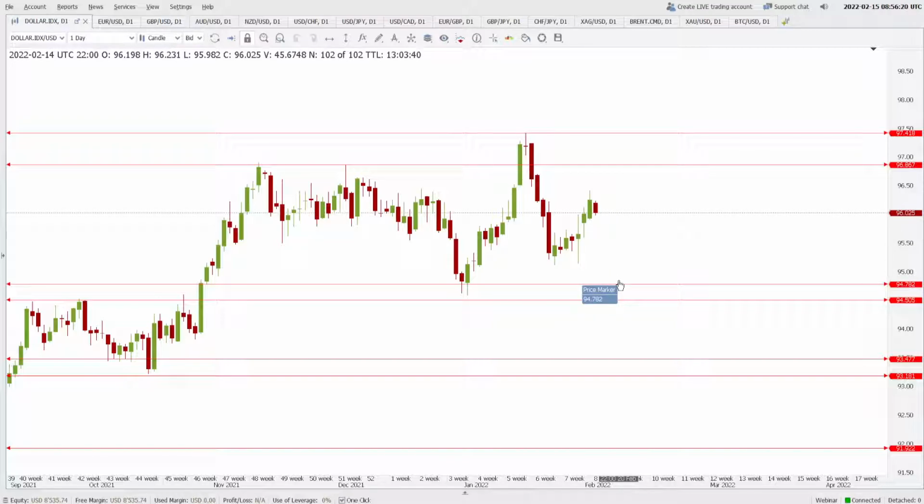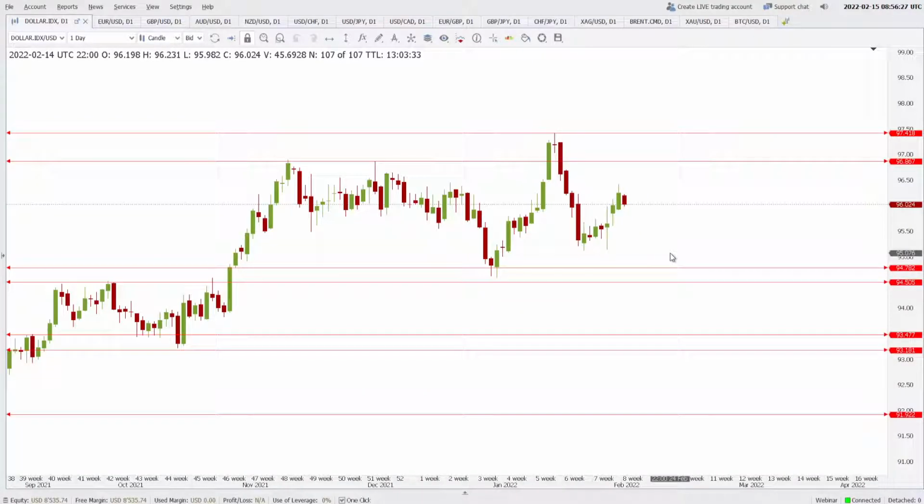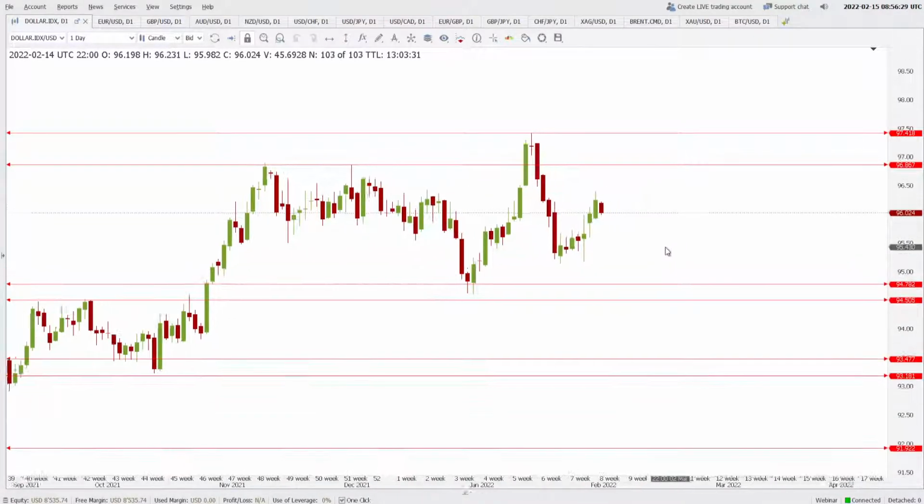But it doesn't matter whichever direction it goes, we'll be looking at the key area, that is this area, for a reversal opportunity. Now what is that reversal opportunity? There are two options possible here.